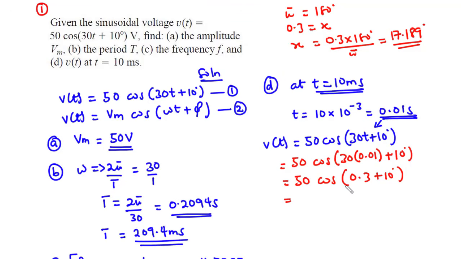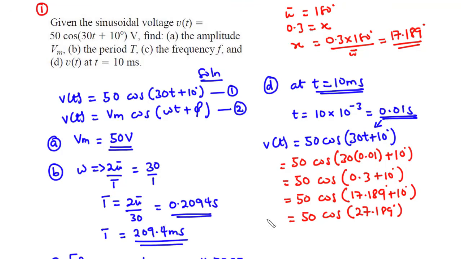So let's insert that in here. So therefore we have 50 cos 17.189, that is in degrees, plus 10 degrees. Therefore this becomes 50 cos 27.189 degrees, and that gives 44.48 volts. So this is the value of V of t at t equals 10 milliseconds.